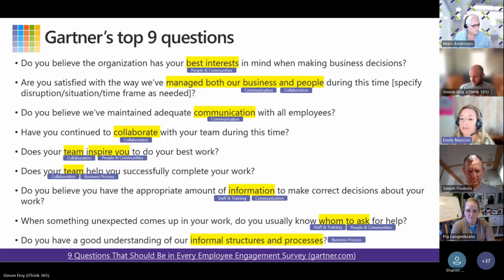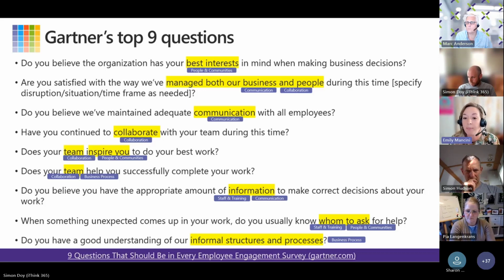Looking through each question, you can see I highlighted the different focus areas and then threw in, in pretty tiny text, but you'll have the slides after, what the different competencies are that I see mapping to them. For example, starting with our first question, we're talking about whether the organization has your best interests in mind when making business decisions. I would argue that's something that we can see in our people and communities competency. So we're talking about that attachment to mission and vision and alignment of people's roles.